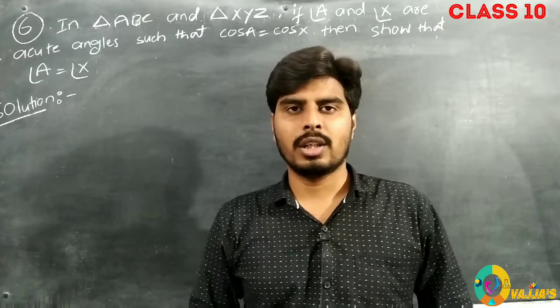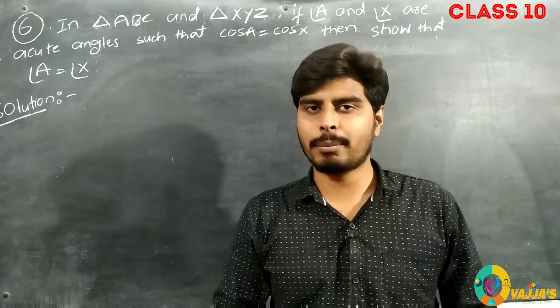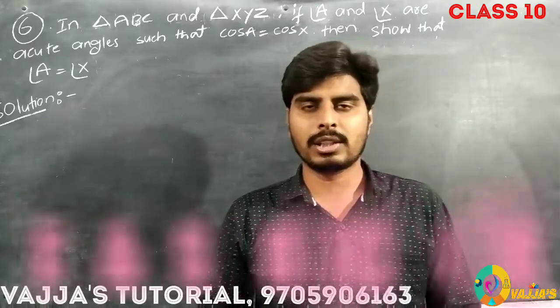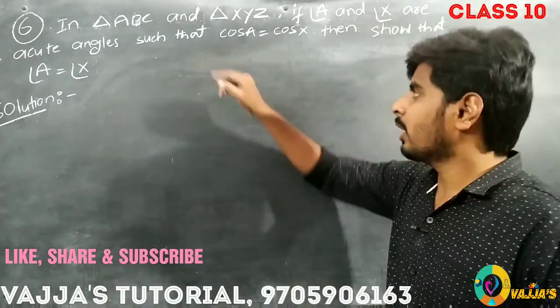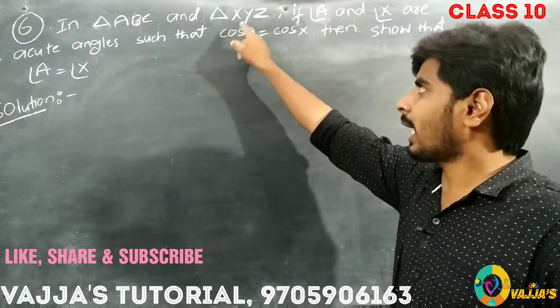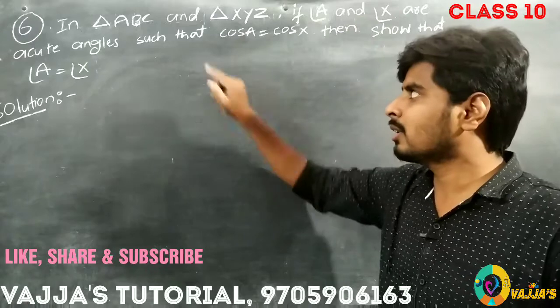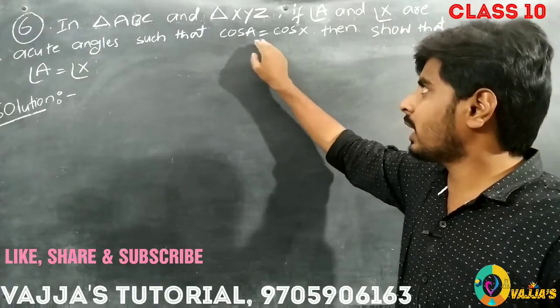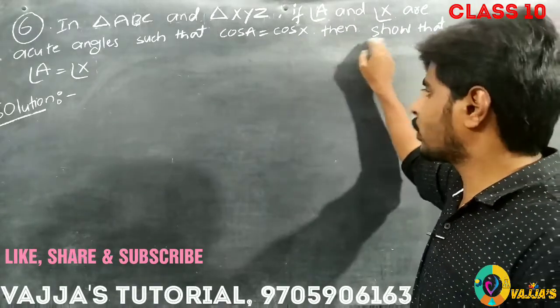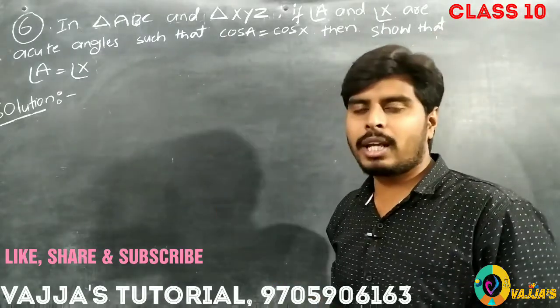Hello students, today we are going to discuss exercise 11.1, problem number 6. Look at the question first. In triangle ABC and triangle XYZ, if angle A and angle X are acute angles such that cos A equals cos X, then show that angle A equals angle X.